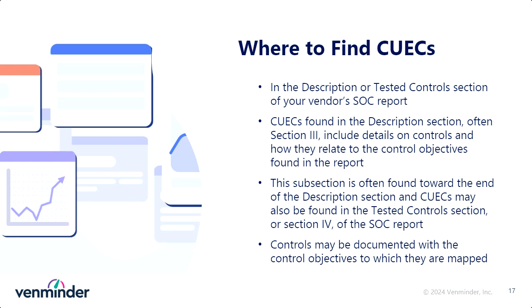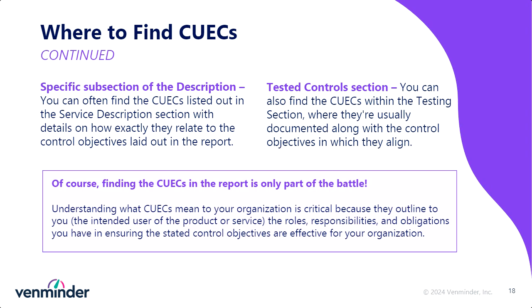Controls may be documented right within the control objectives to which they are mapped. So it just really depends. In my experience, 85% of the time you're going to find it in section 3, the description of the system, towards the end, and it will have its own little subsection. This is just a little bit more information on where you can find them.